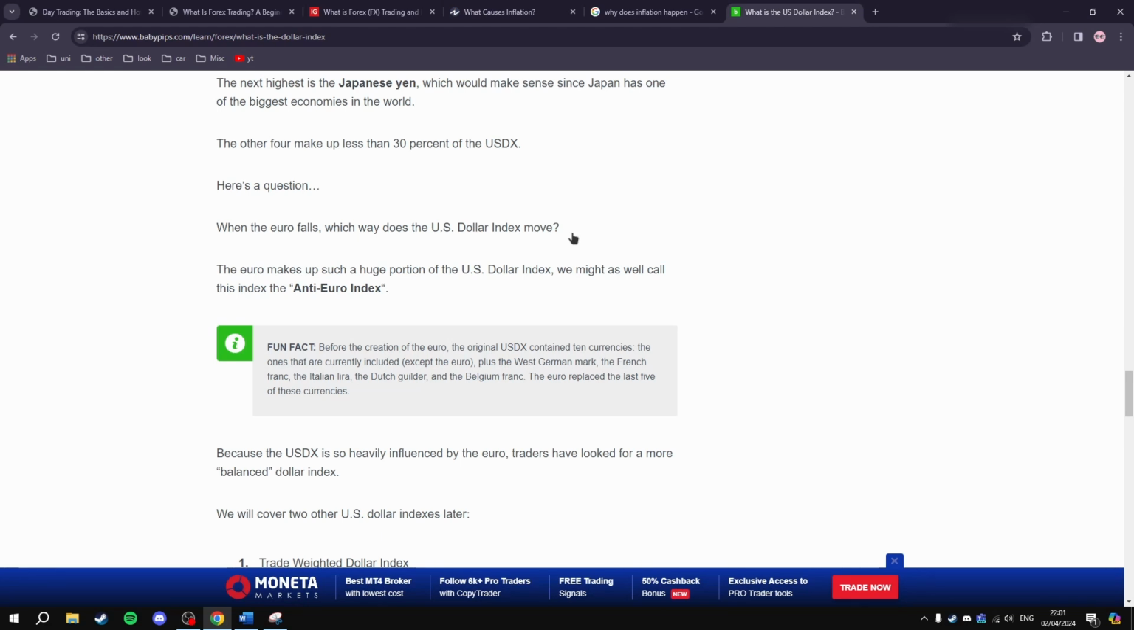Fun fact, before the creation of the euro, the original USDX contained 10 currencies. The ones that are currently included except the euro, plus the West German mark, the French franc, the Italian lira, the Dutch guilder, and the Belgian franc. The euro replaced the last 5 of these currencies.